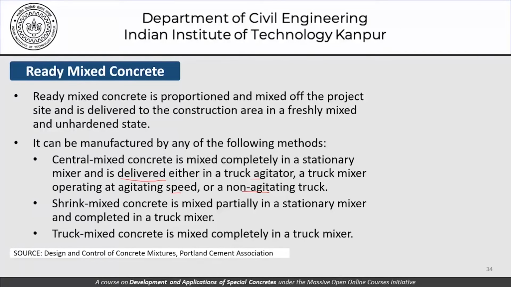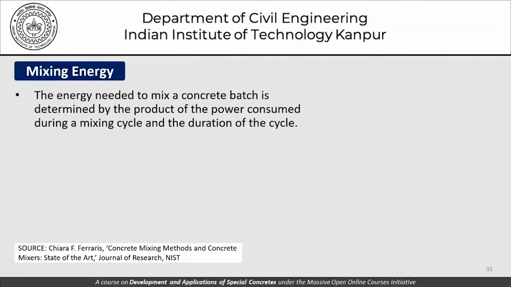Let's go back to our discussion on the mixing energy. So the energy needed to mix a concrete batch is determined by the product of the power consumed during a mixing cycle and the duration of the cycle. So it's really the power times the duration that gives you the energy.